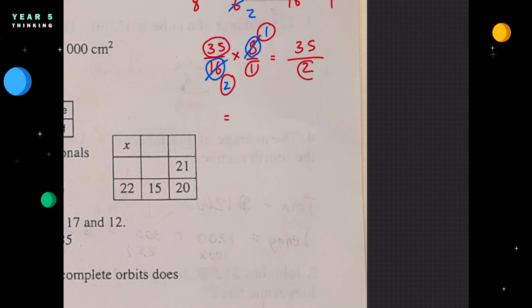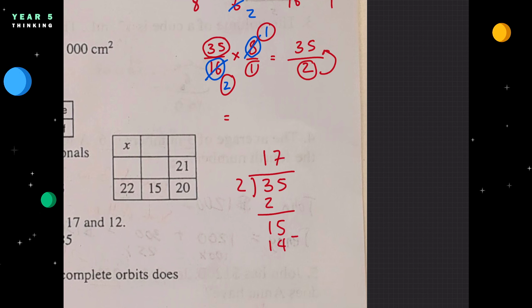How many 2's go into 35? Well, let's divide it. 35 divided by 2. 3 divided by 2 is 1. 1 times 2 is 2. Minus, we get 1. Bring down the 5. 15 divided by 2 is 7. 2 times 7 is 14. Subtract, we get remainder 1.